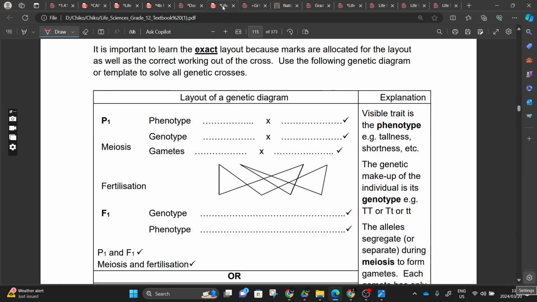It is important to learn the exact layout, because marks are allocated for the layout as well as the correct working out of the cross. Use the following genetic diagram or template to solve all genetic crosses. So guys, we are left with 23 minutes if I'm not mistaken. So we can do this, guys. Okay, it's fine. The layout of the genetic cross: this one is parent 1, and then parent again, parent 2.